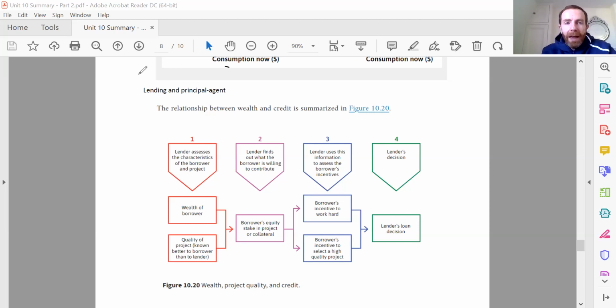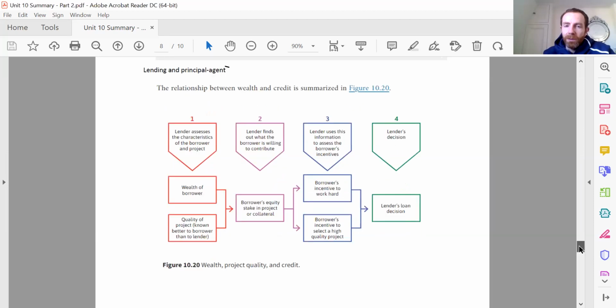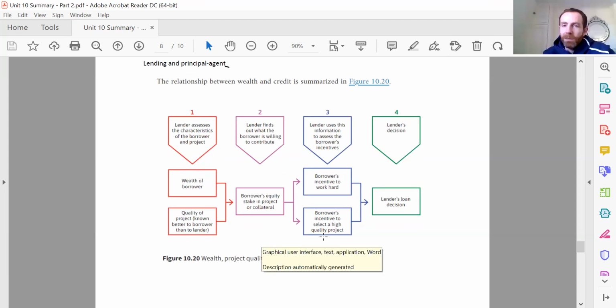But there's one element to this which raises a bit of a problem. Even if the borrower has chosen a really high quality project, what if they can't demonstrate that by saying they want to put in quite a large share, because they just don't have a large share? What if they just don't have the wealth to back up this investment? Well, this brings us to how the possibility of not being able to access credit can have an impact in terms of inequality.